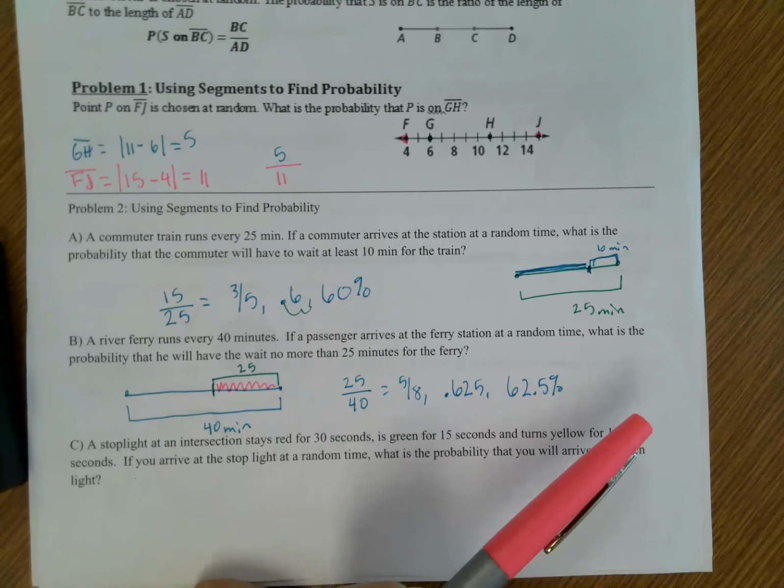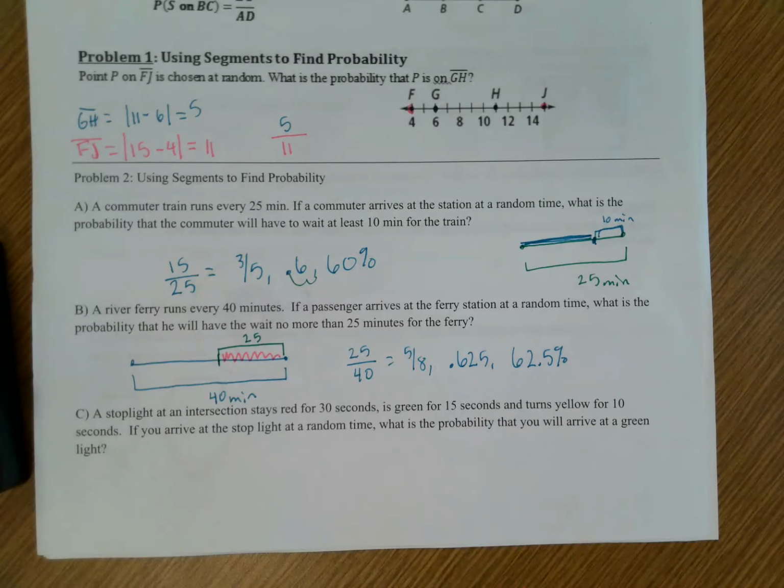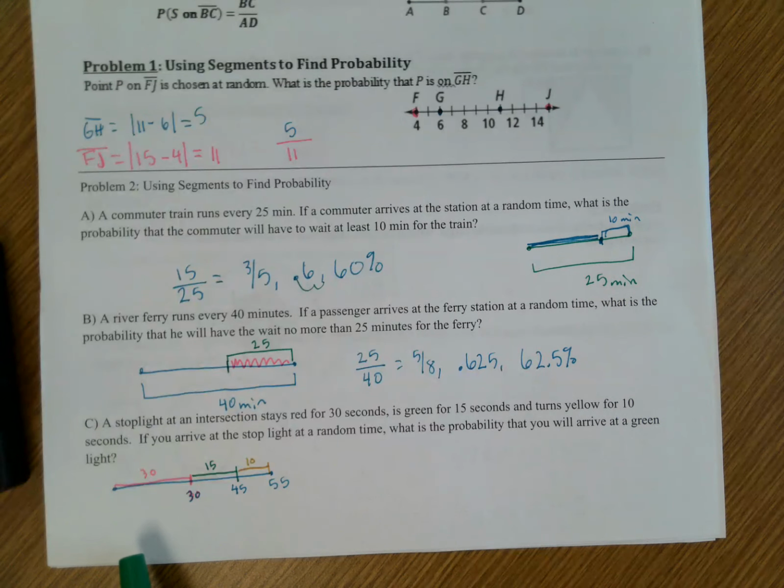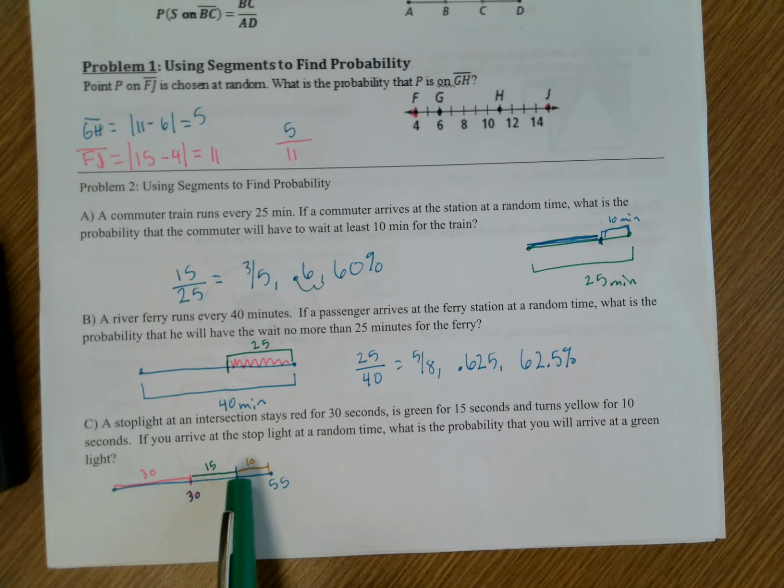For C right now, I want you to try to draw the picture first. Pause the video, try to draw the picture. So your picture should look something like this: 30 seconds red light, 15 seconds green, 10 seconds.